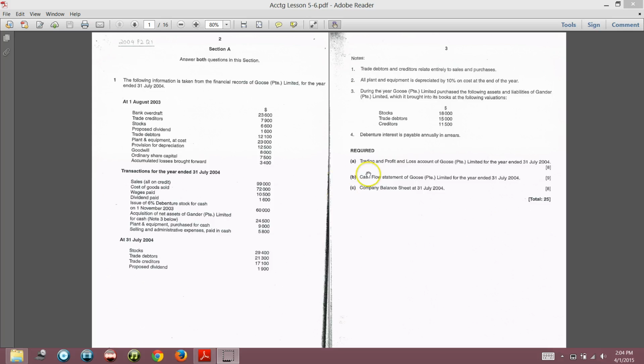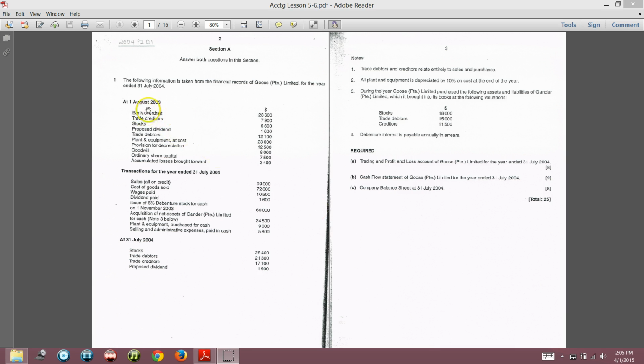Okay, so this question says prepare a trading and profit and loss account of Goose Private Limited for the year ended 31 July 2004. B, prepare a cash flow statement for the year ended 31 July 2004, and C, prepare a company balance sheet. So it's quite similar to what I've showed you in part 2.